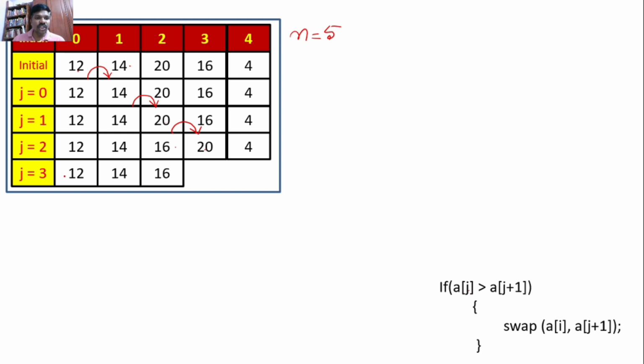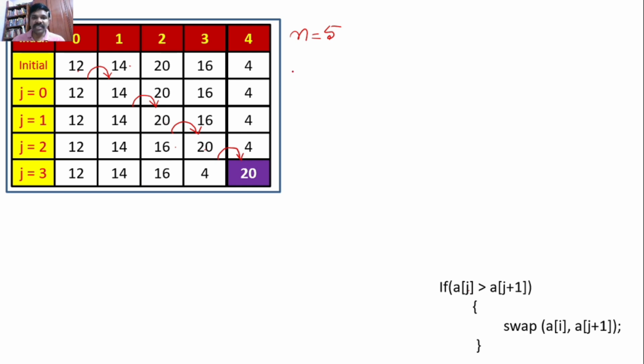Next I will take j is equal to 3. That means I need to compare the third and fourth elements. J and j plus 1 elements are to be compared. That means the third element is to be compared with the fourth element. Whether 20 is greater than 4? True. That means swap those two elements. So 4 and 20 occupy these positions.